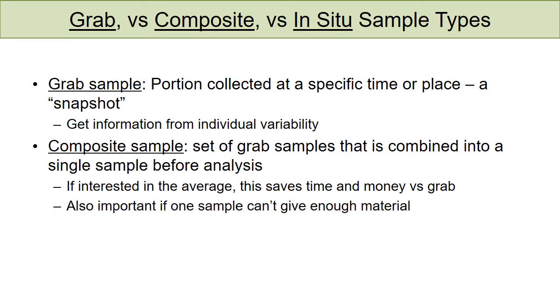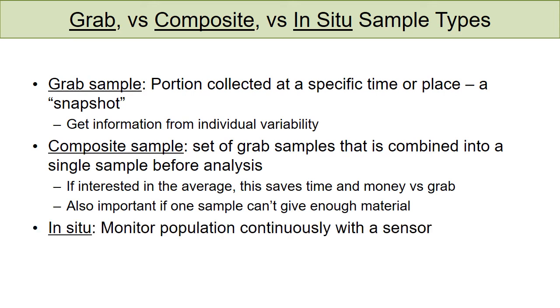The other thing is that a composite sample can really help you if a single grab sample can't give you enough material. If you want to look at a pollutant in an animal and the animal was small, like a worm or something like that, one worm isn't going to necessarily give you all of the mass that you need to get the accuracy that you require. The third option is to not take a sample at all. Grab and composite samples are removing a portion and taking it away to a lab. You could also do in situ monitoring, which is to monitor the population continuously with a sensor.